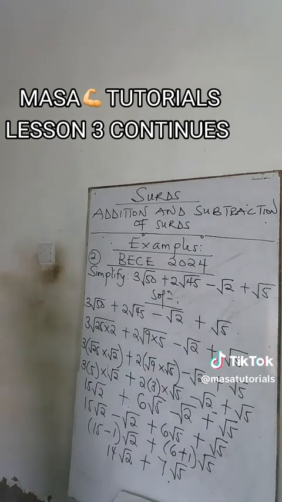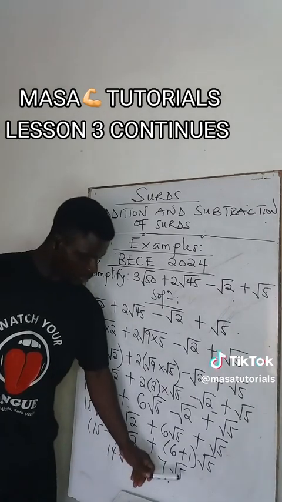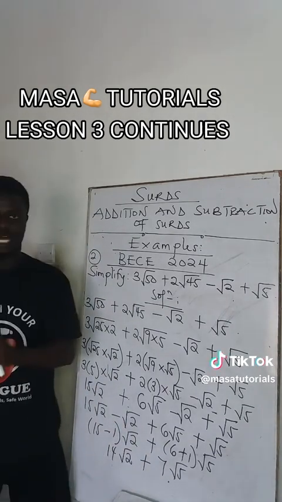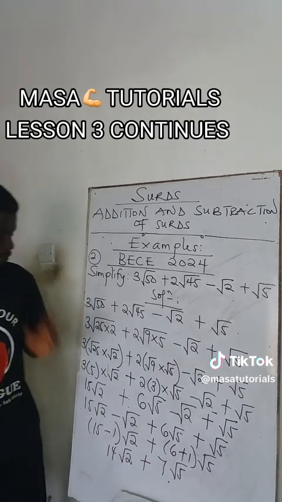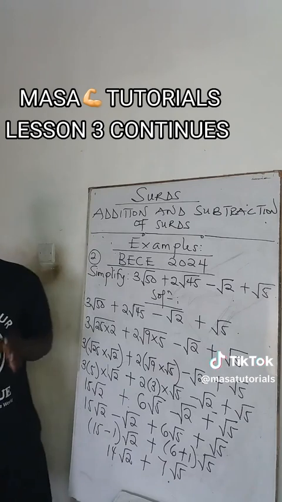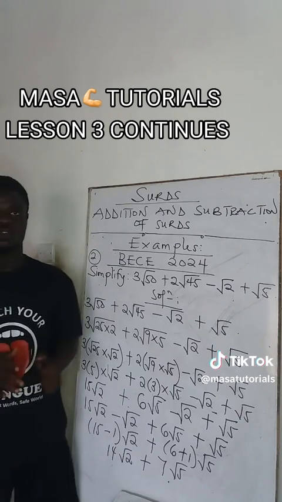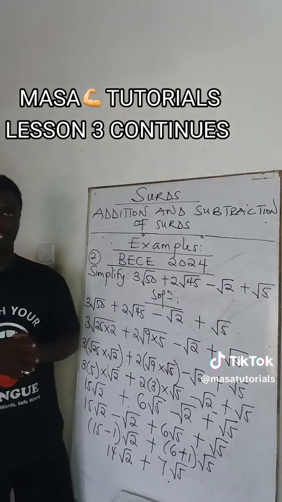So with this, square root of 2 and square root of 5, they are not the same. The radicands are different, which means that we cannot add their coefficients. So it becomes an unlike term.